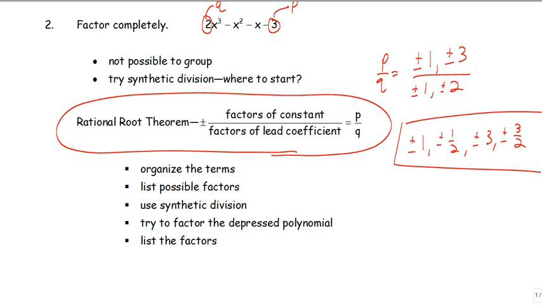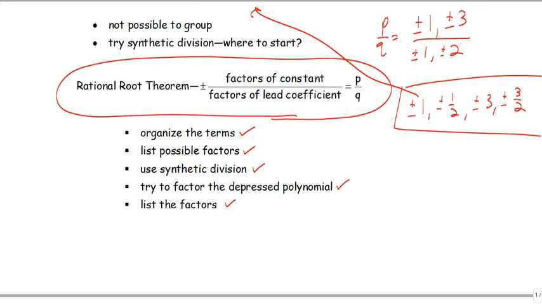So back in the day when they didn't have graphing calculators, they would have to do this theorem and then plug in each number into x to see which one gave you 0. And then that's how you knew which one to use to synthetic divide, so you can factor it. So organize the terms, list the possible factors, use synthetic division. We're going to do that next. Try to factor the new depressed polynomial, and then list the factors.